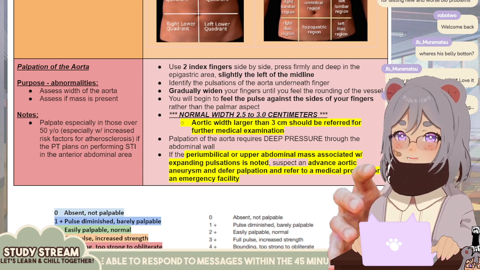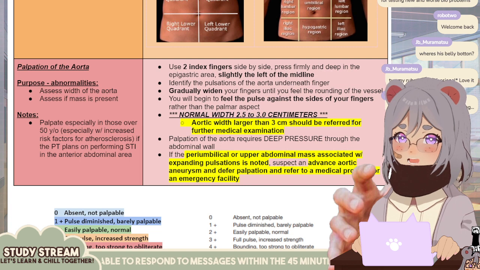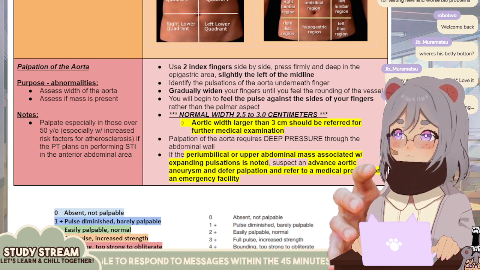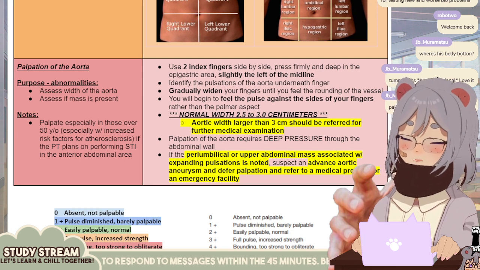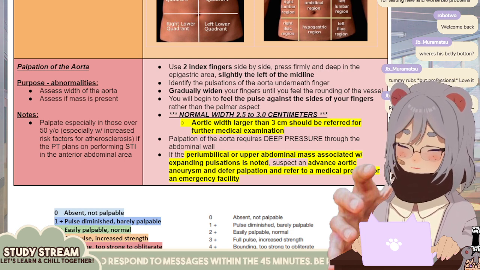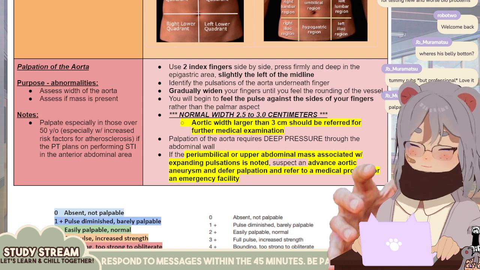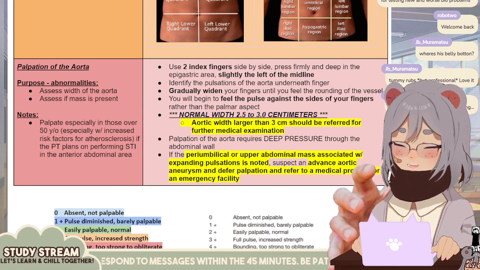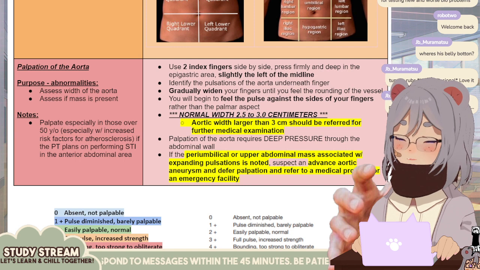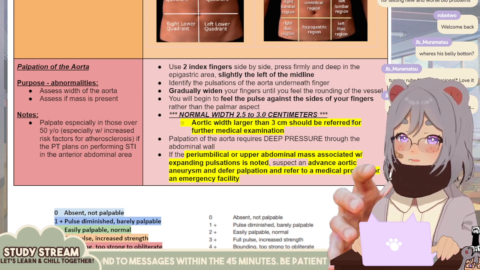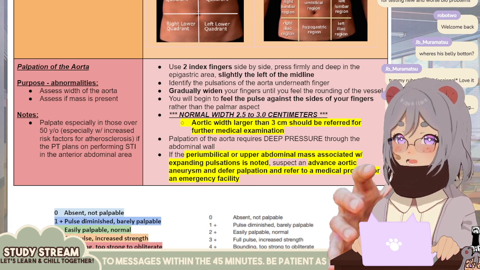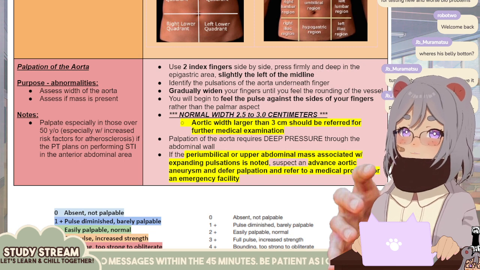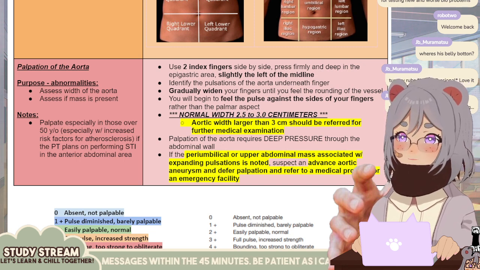What's going to happen there is that you're going to push down until you feel pulses. And with your 2 index fingers side by side, we're going to widen the gap between our 2 fingers until we feel the pulse on the sides of our fingers. The normal width should be about 2.5 to 3 centimeters, and if it's anything larger, we need to refer it to a medical examination.